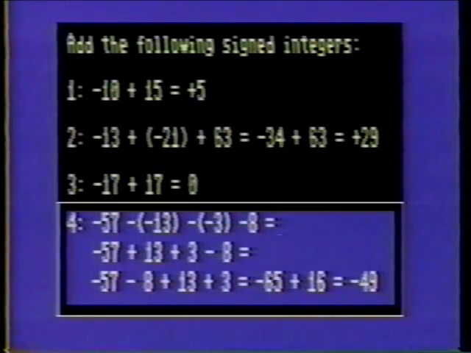Group all the numbers with like signs together. You should have negative 57 and negative 8, and positive 13 and positive 3. Add each of the sets separately. The result is negative 65 plus 16, which is negative 49.